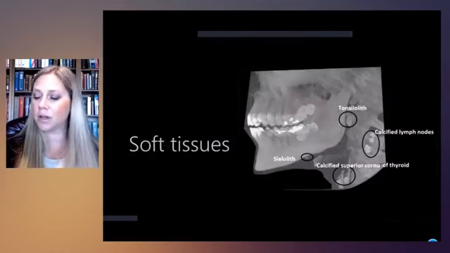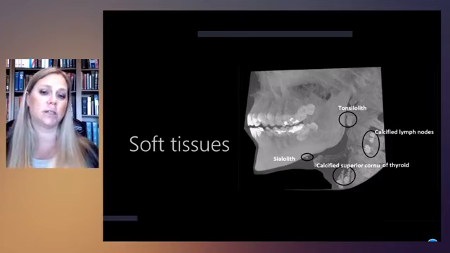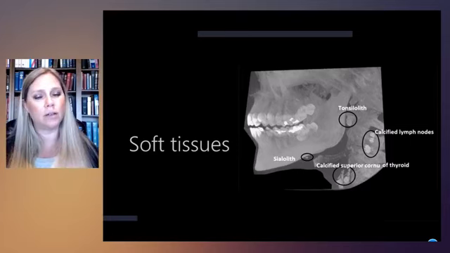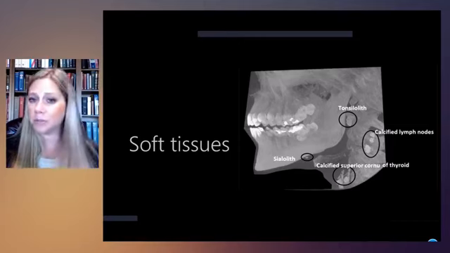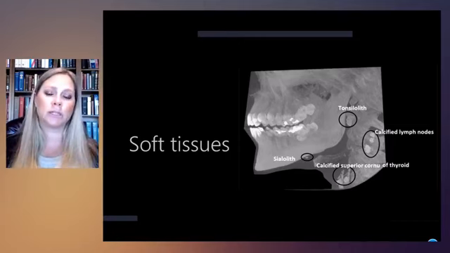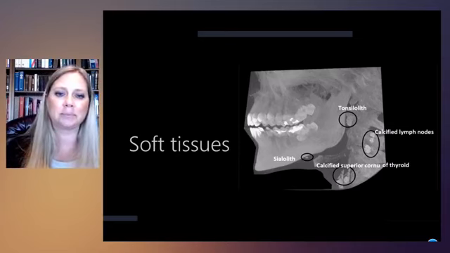All right, briefly, I'm going to go through soft tissues because we are short on time. We do see a lot of calcifications within the soft tissue regions, such as tonsilliths, sialoliths, calcified stylohyoid complex, as well as calcified lymph nodes. And this particular patient was lucky enough to have all of those. So sometimes you win the lottery.